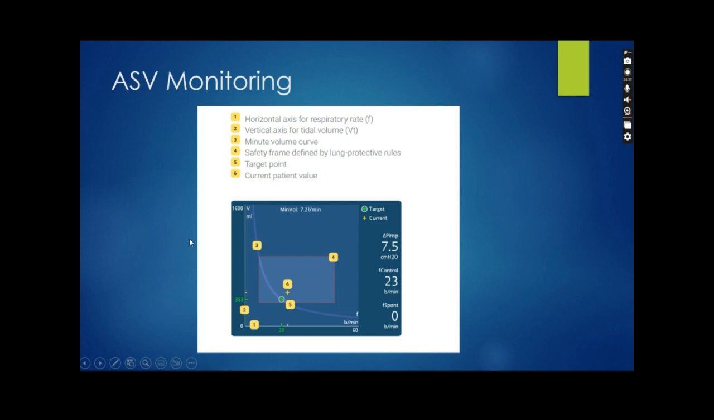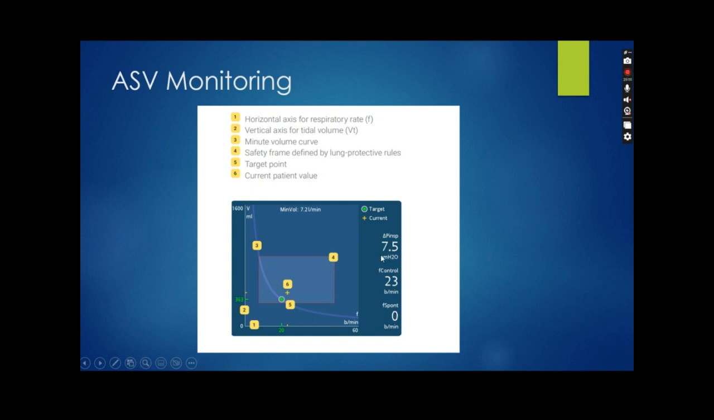If you have a target minute volume that is set for this patient at 7.2, and you have an active patient that began breathing above that, they could breathe above that target minute volume you have set. So you may see them breathing bigger volumes, maybe a higher respiratory rate, or a little bit lower respiratory rate and higher tidal volumes. It all depends on the patient's mechanics and effort.